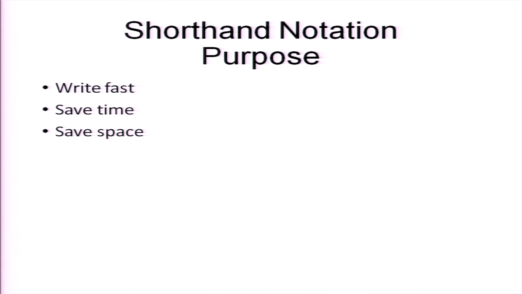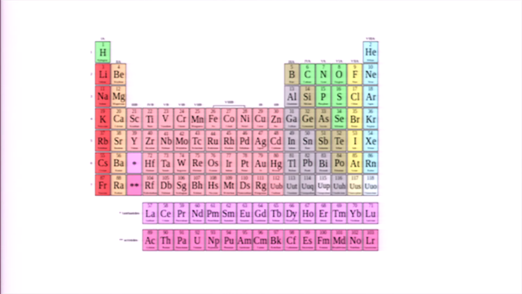Another example of notation, shorthand symbols that we make use of. We all know that it serves a purpose. We are able to write fast. We are able to save time. We are able to save space. So two examples I have just now shown you where notation is used and it helps serve our purpose.